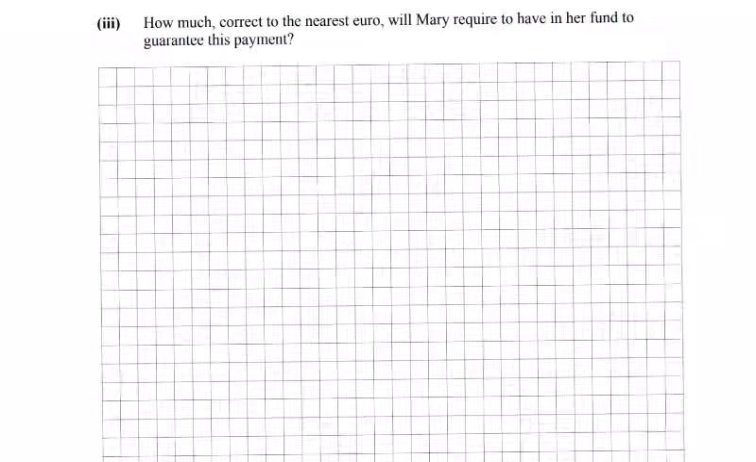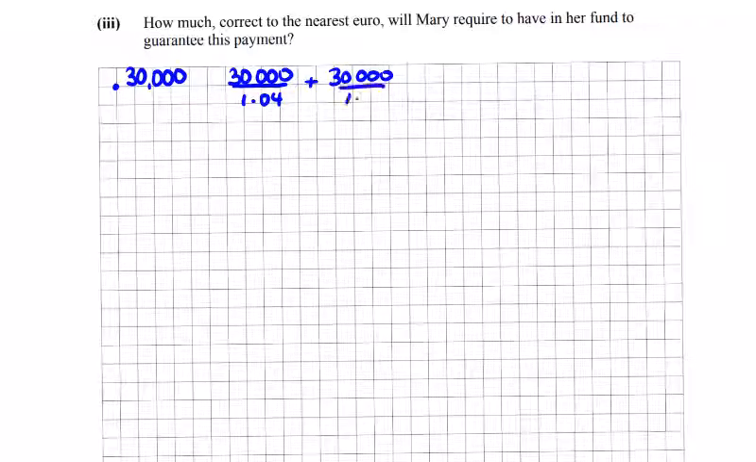So how much, correct to the nearest euro, will Mary require to have in her fund to guarantee this payment? Right, so she retires on this day and she wants 30,000 immediately. And the following year she wants another 30,000. So we know that the present value of that is 30,000 over 1.04. The following year there will be another 30,000 over 1.04 squared, all the way to that last year. Now there's 25 terms in the sequence here. There'll be 30,000 divided by 1.04 to the power of 24 here.